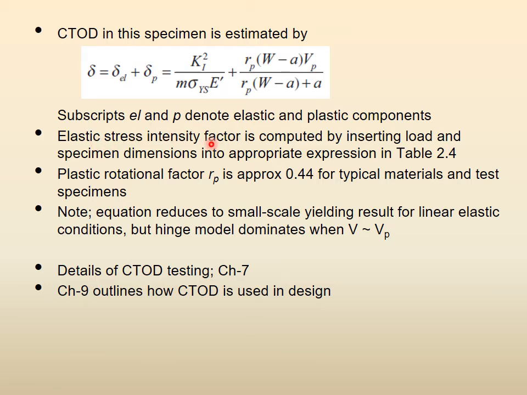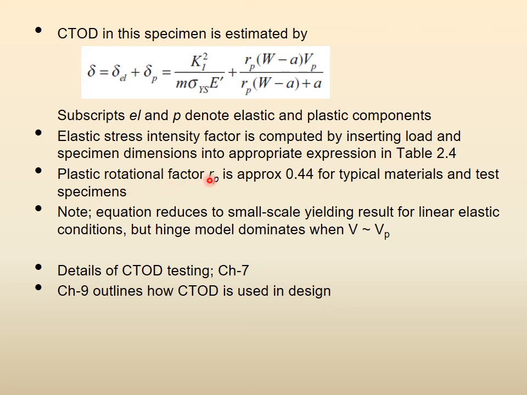The elastic stress intensity factor is computed by inserting load and specimen dimensions into the approximate expression in Table 2.4. Table 2.4, you remember from the previous chapter, was the table where the value of F, W by a, was given for different types of specimens, SENT, SENB, and so on. So that is Table 2.4, remember.